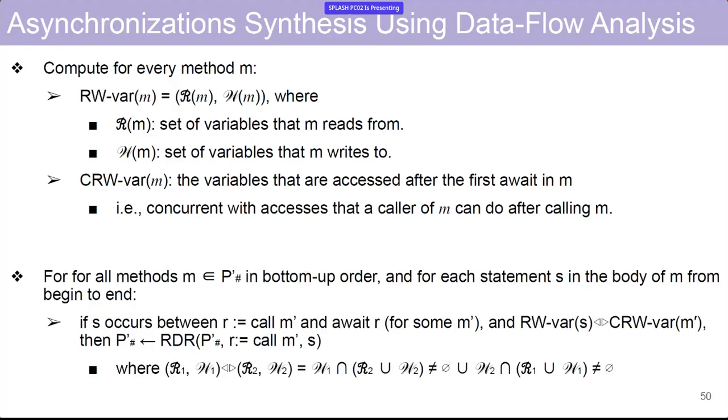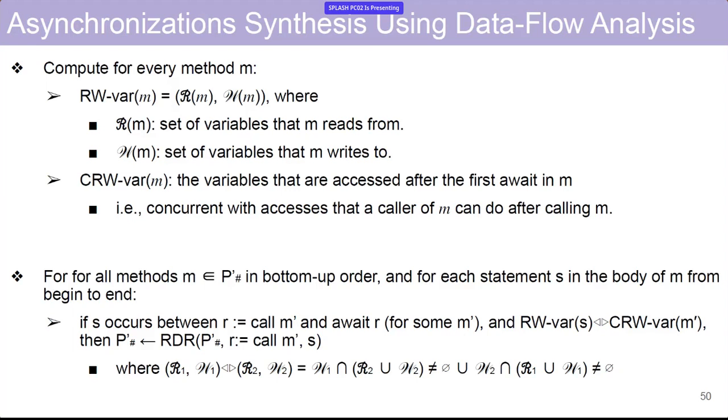Then for every method in this program P bar prime, in bottom-up order, and for each statement in the body of M, if this statement occurs between the call to some method M prime and some await to that method, we check whether there is a conflict between the variables that this statement accesses and the variables that are concurrently accessed in the method M prime. If there is, that means there is a data race and we need to repair it.